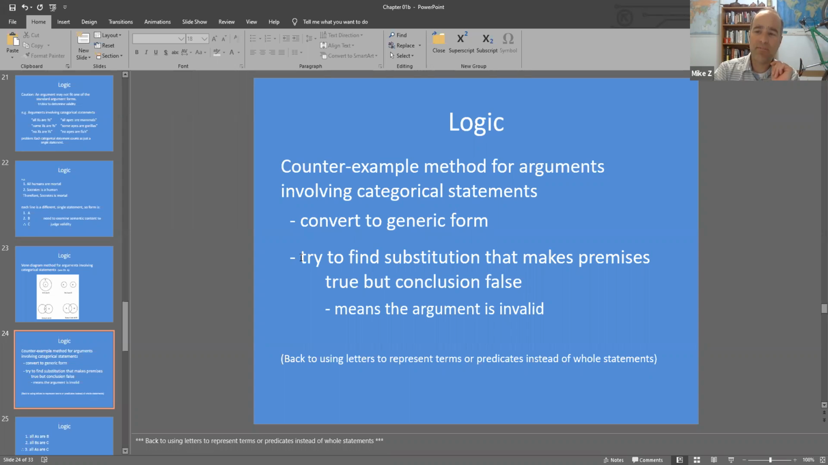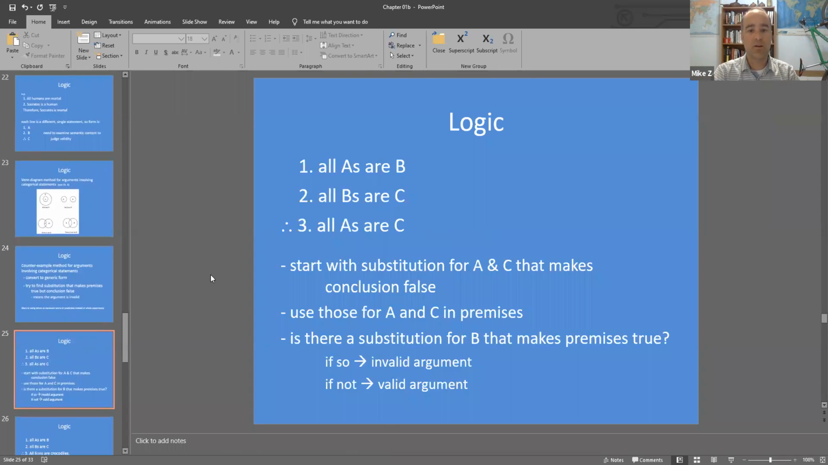So we convert this to a generic form, as I'll show in a couple of examples coming up. Then we try to find some substitution for A and B and whatnot that we've got in the argument to make it turn out that the conclusion is false but the premises are true. And if we've got a situation where the premises are all true and the conclusion is false at the same time, then we know that we've got a deductively invalid argument. So let's look at this.